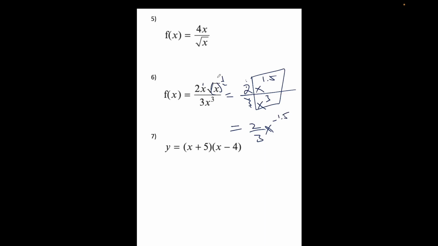You now have turned this messy looking expression into an easy to differentiate format. You know what it looks like now, the easy to differentiate scenario, this times this. If you don't know what that is, just type in your calculator, 2/3 times negative 1.5.